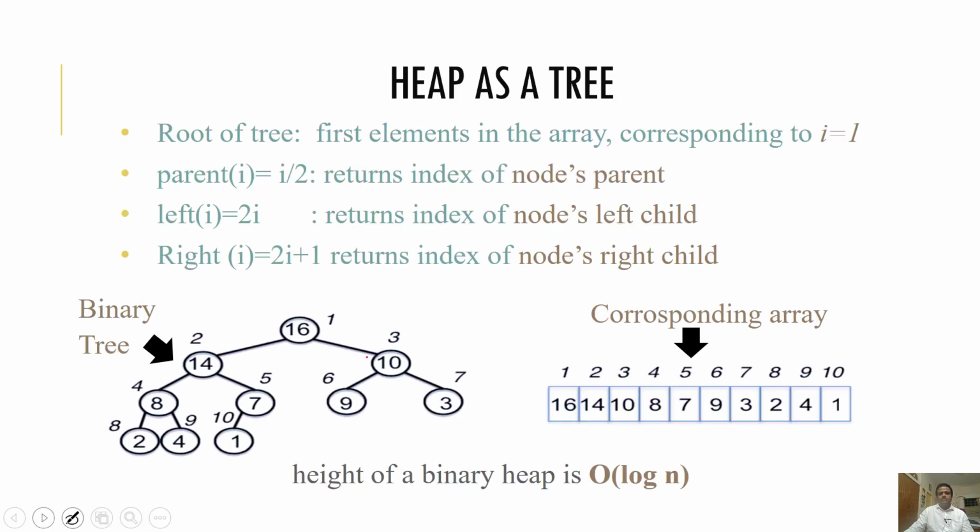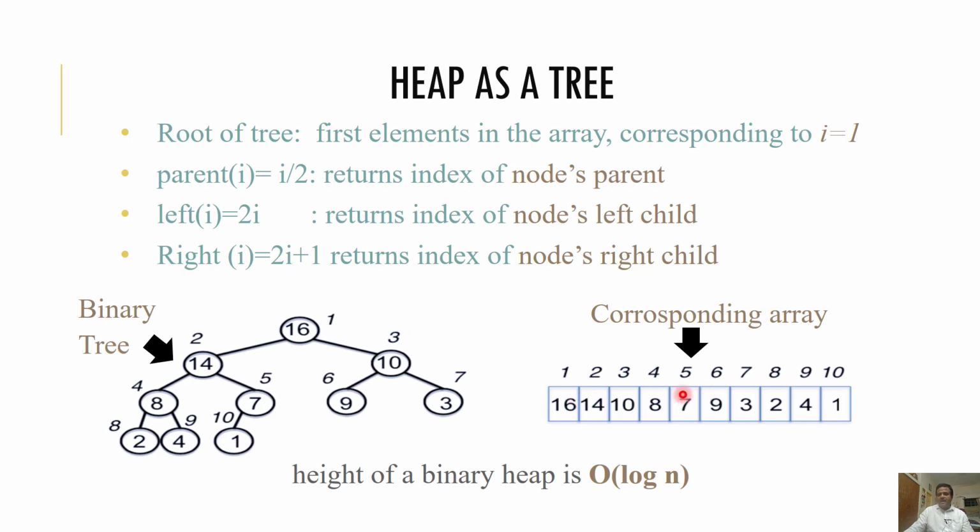Just to recap, how we can view an array as a tree, a heap as a tree. Suppose this is the given array, where the root is the first element, a1, which is 16, followed by all the elements: a2, a3, a4, a5 and so on. The formula is, for the ith node, the left child is at 2i and the right child is at 2i plus 1.